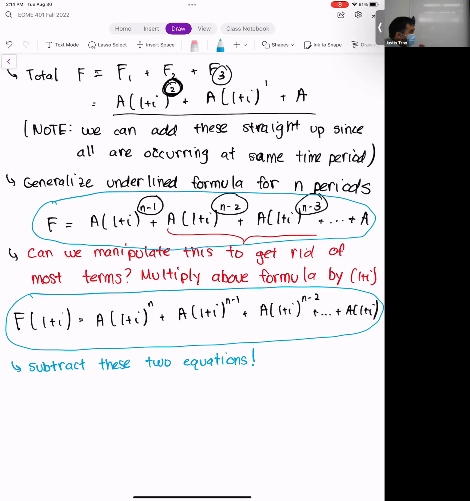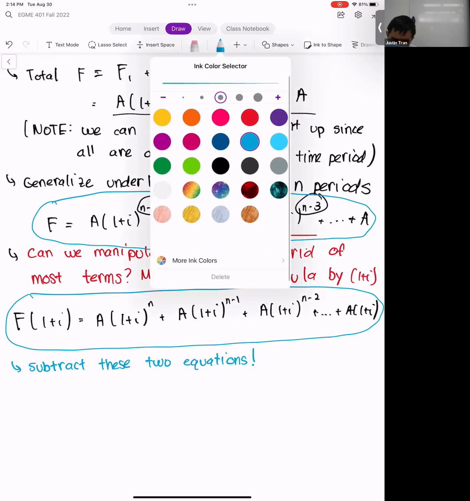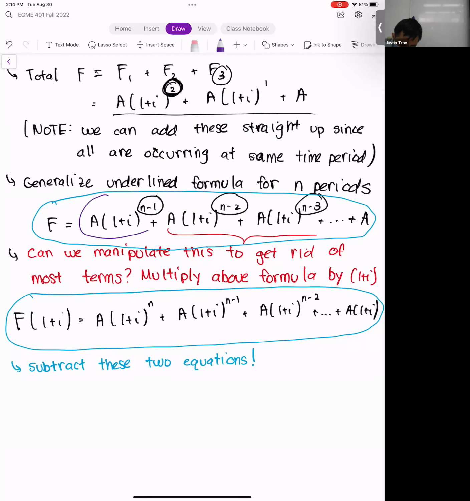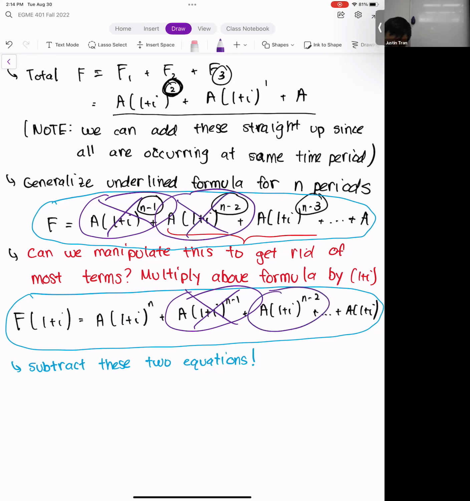And what that's going to do is, because there's so many common terms between the 2 equations, a ton of the terms are going to cancel out, right? And so as an example, let me go ahead and highlight some in purple, okay? And so we have an A times 1 plus I to the N minus 1, A times 1 plus I to the N minus 1, right? And since these 2 are matching and we're subtracting these 2, those are going to cancel out, okay? We have the same thing for N minus 2, so that's going to cancel out with that.